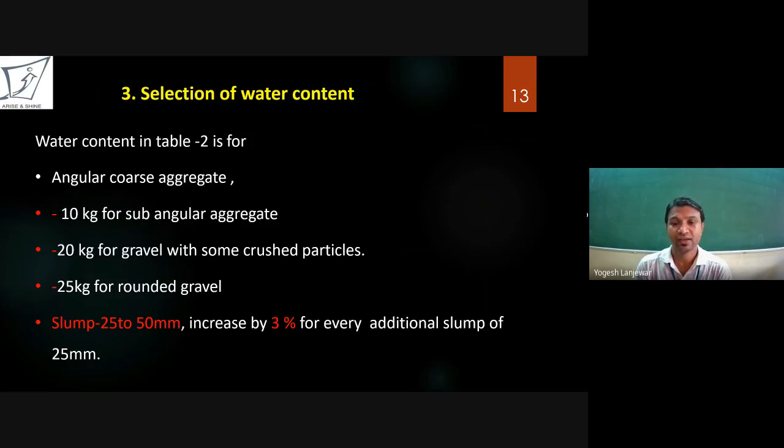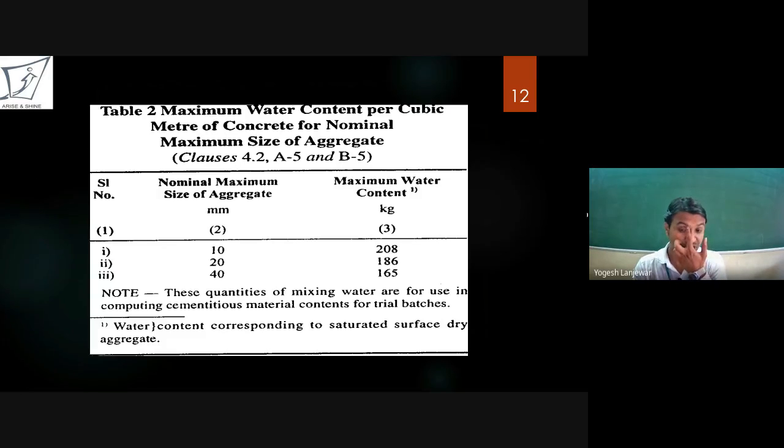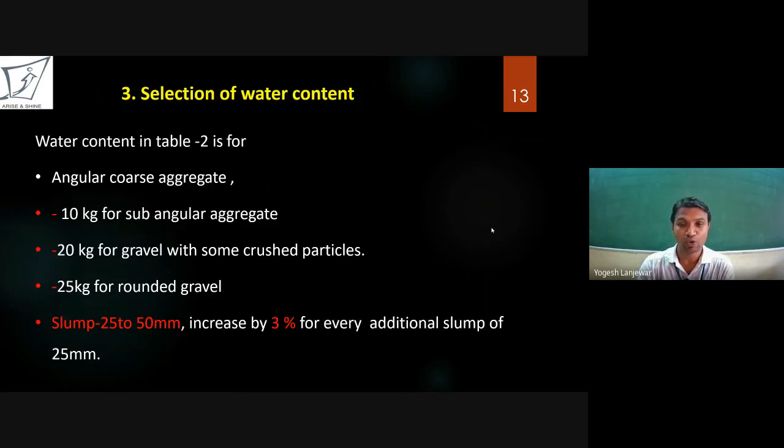Now, based on the slump value also, the water cement ratio plays a great role. Let us consider that the slump value is in between 25 to 50. Whenever the slump value is more than 50 mm, then increase 3% for every additional slump of 25 mm. This table represents the slump value of 25 to 50, but whenever the slump value is more than 50, then we have to add 3% more water than that mentioned in the table.